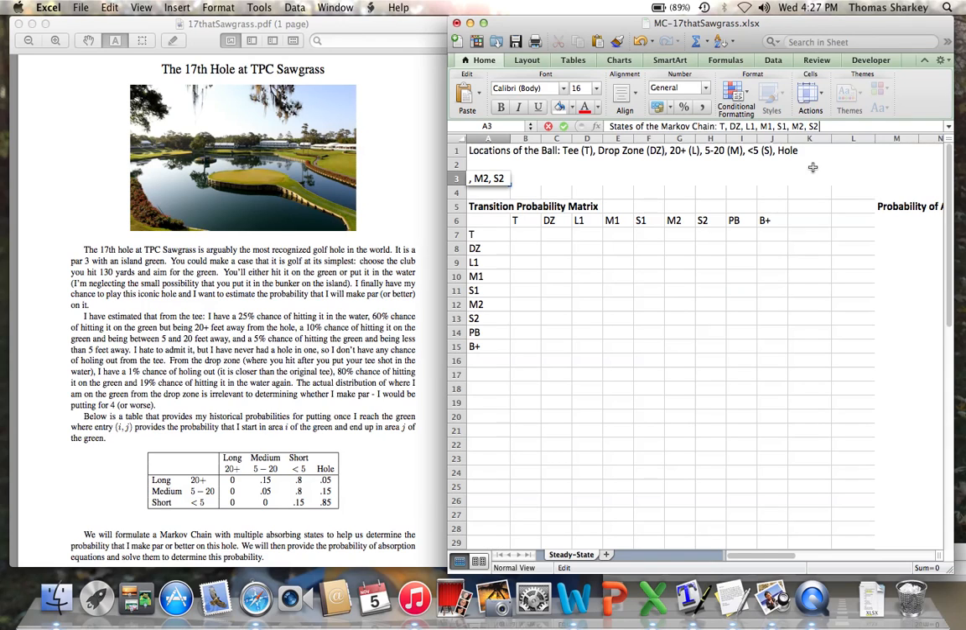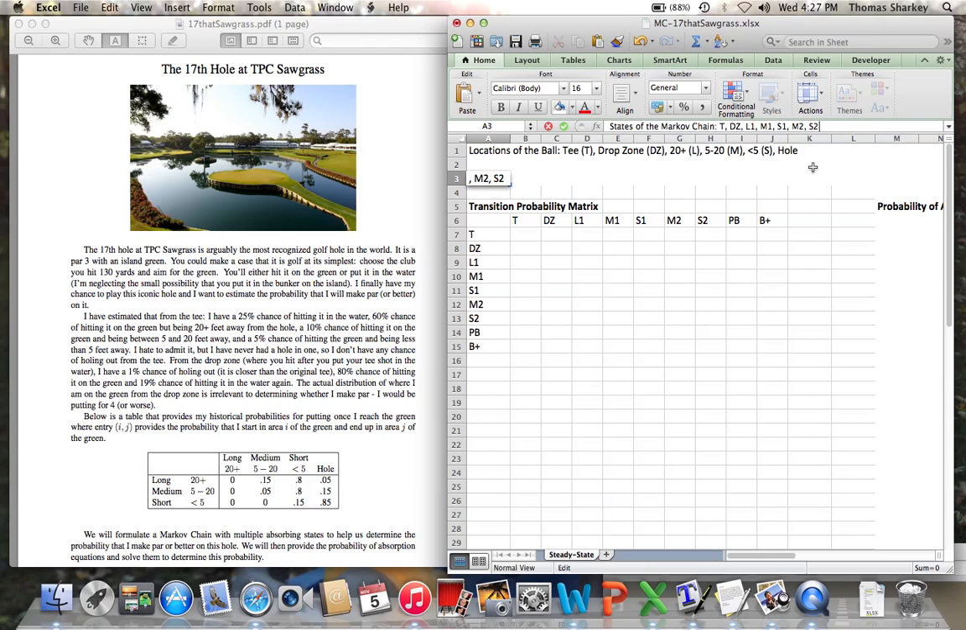One reason we do not have an L2 is that it's going to be impossible, with the way we've defined our transition probabilities, to be 20 plus feet away from the hole after 2 shots. Basically, if I put the ball on the green with my first shot, then I'm always going to be able to putt it to under 20 feet. So that's why we don't have an L2.